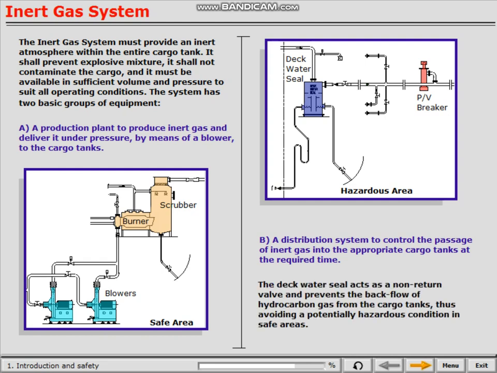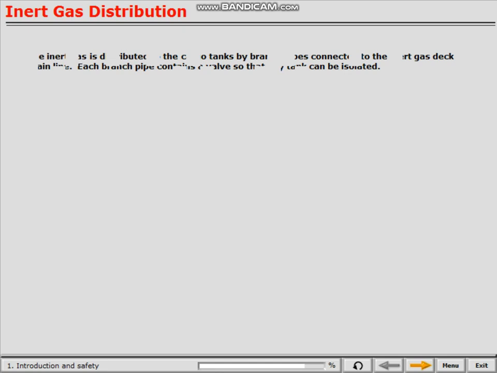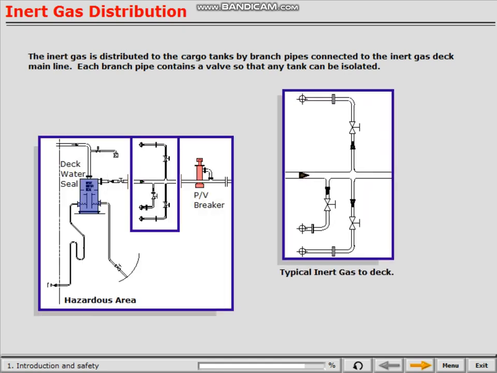The deck water seal acts as a non-return valve and prevents the backflow of hydrocarbon gas from the cargo tanks, thus avoiding a potentially hazardous condition in safe areas. The inert gas is distributed to the cargo tanks by branch pipes connected to the inert gas deck main line. Each branch pipe contains a valve, so that any tank can be isolated.